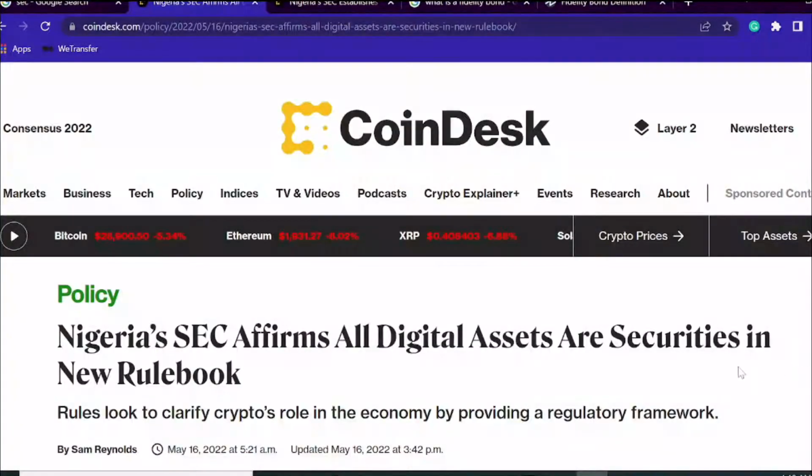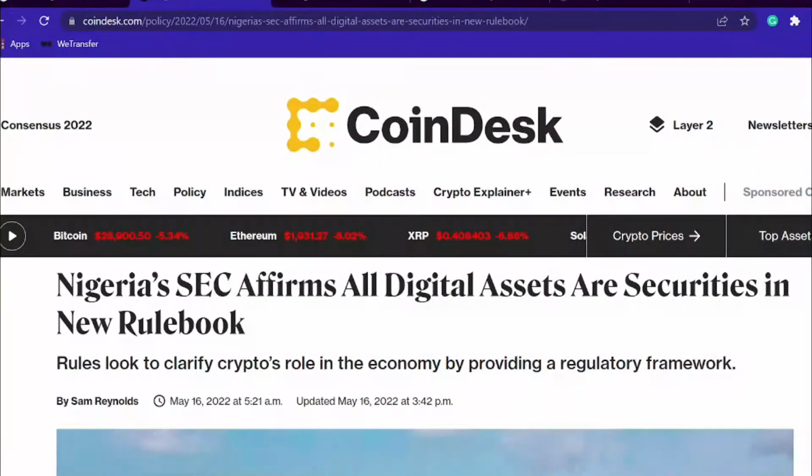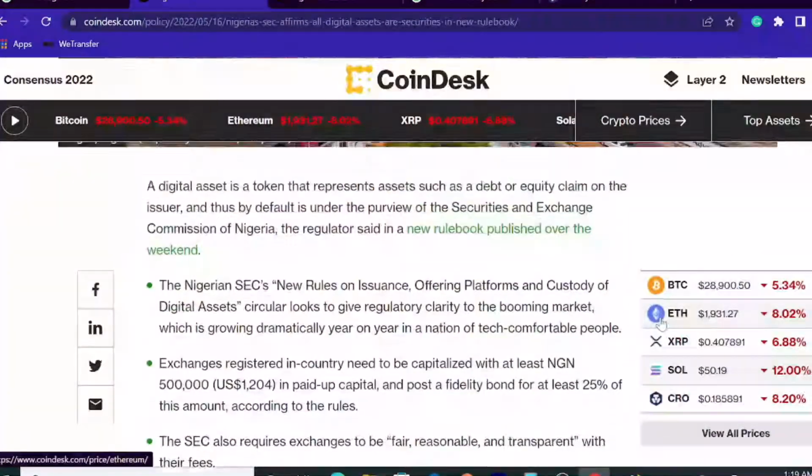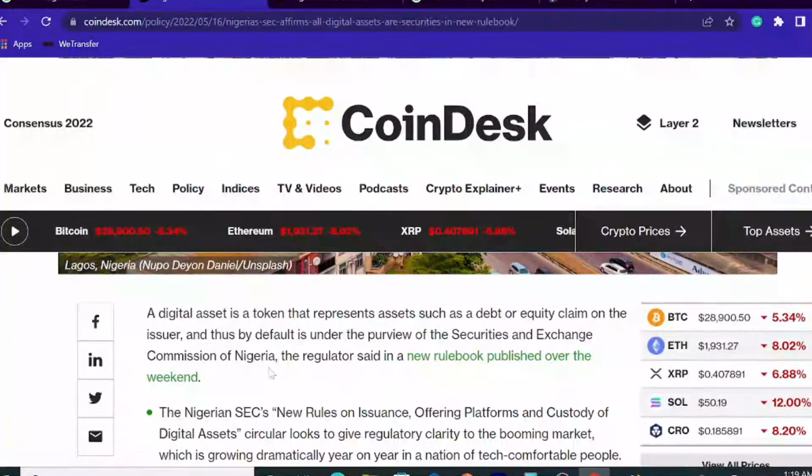So we are here. According to Coindex, Nigeria's SEC affirms all digital assets as securities in new rule book. So in the new rule book of the Securities and Exchange Commission, all digital assets are considered as securities. Let's see what they have to say here. We just need to go over this quickly because I know some of you may not have the time to go and search this out by yourself. So that is why I'm doing this, so you can just watch this video patiently to the end. I'm going to try to make it not too lengthy. I'm just going to look at the basic things that we need to understand so we can be sure of what we're doing.